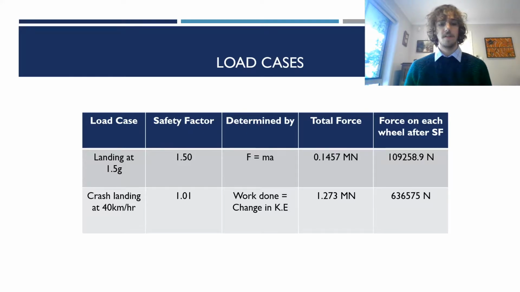Additionally, there was the crash landing at 40 kilometers per hour. Didn't have much of a safety factor for this one. We determined the forces by work done is equal to change in kinetic energy. It was found that it was 1.273 meganewtons, which is significantly larger, and then after applying the safety factor and the force on each wheel, it was about 636.5 thousand newtons. So I will be designing around, more specifically, the crash landing case so that it is able to sustain this without fracture.